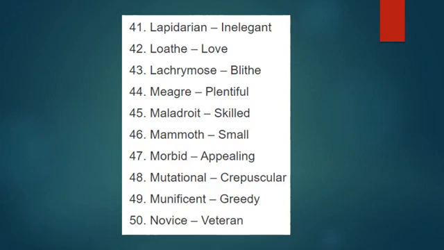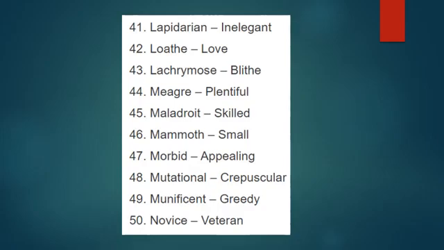Lachrymose, very sad, very tearful. You feel like crying over that. And blithe, very cheerful, carefree. Meager, meager amount, very inadequate. Scanty; plentiful, plenty, abundant. Maladroit, unskillful. Adroit, skillful, skilled, and maladroit, unskilled, incompetent.